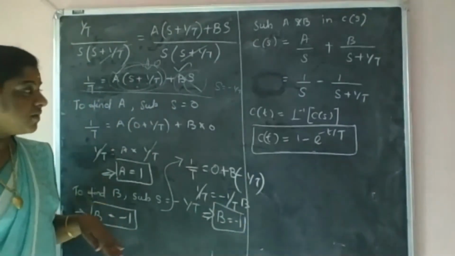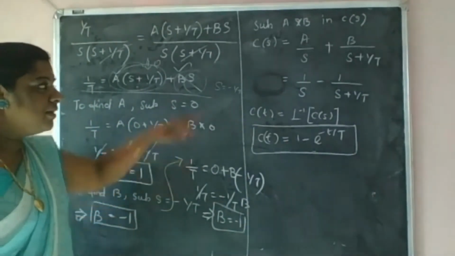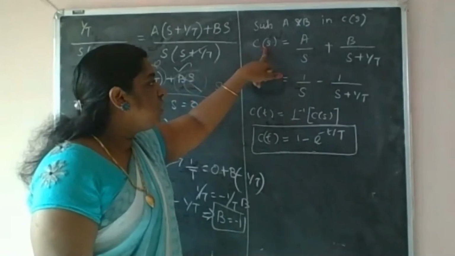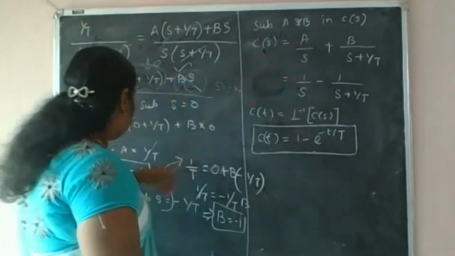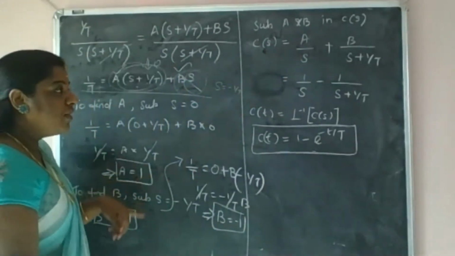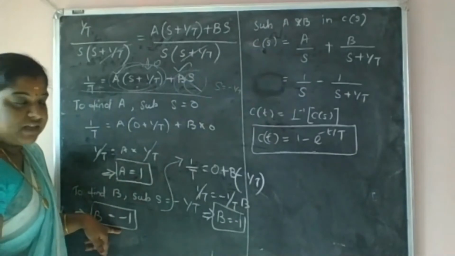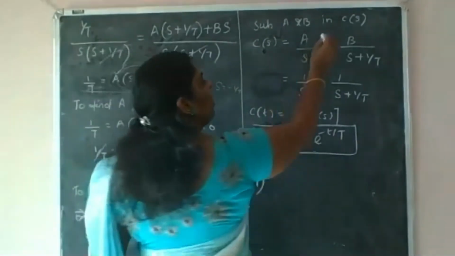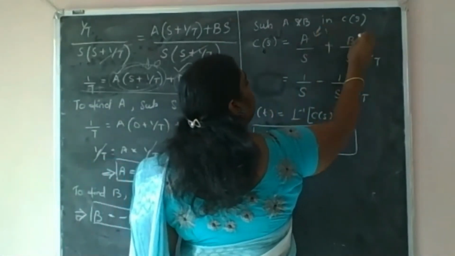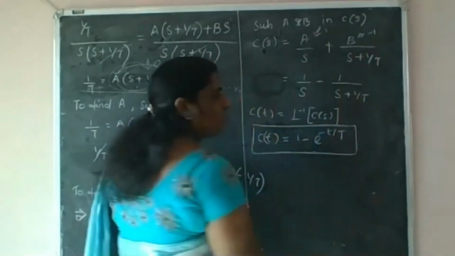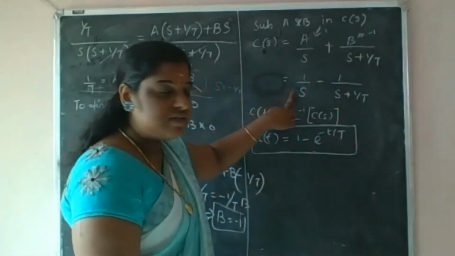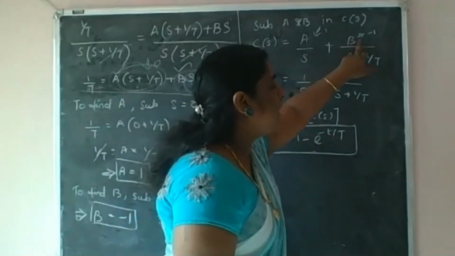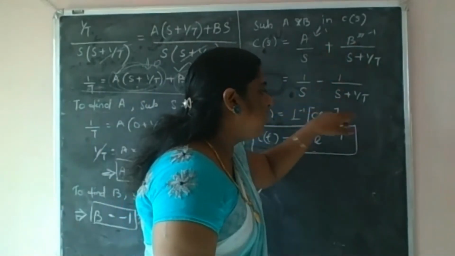Now we have to substitute the value of a and b in this Young's equation. Substituting for a, we found the value as 1, and for b, we found the value as minus 1. So substituting a equal to 1 and b equal to minus 1 in this expression, we will get 1 by s, minus of 1 by s plus 1 by T.